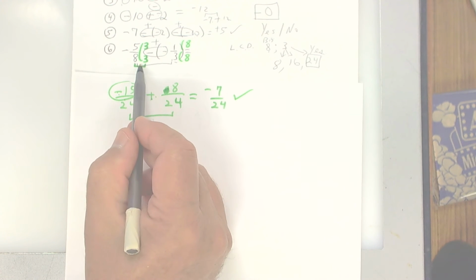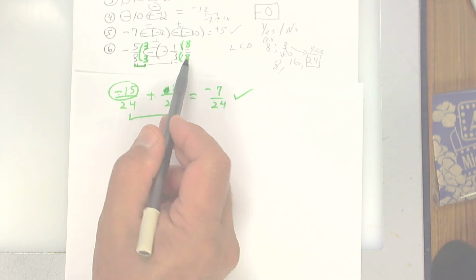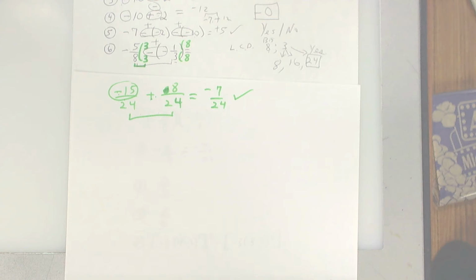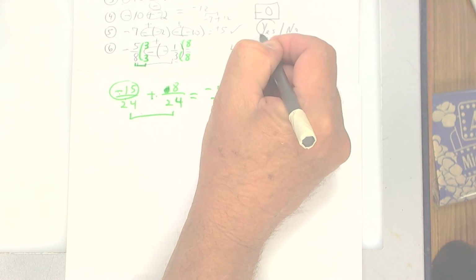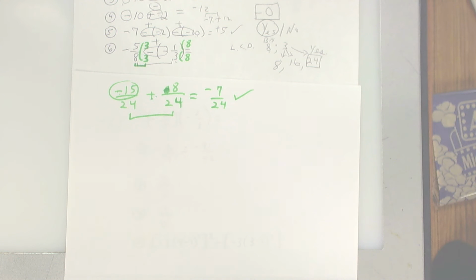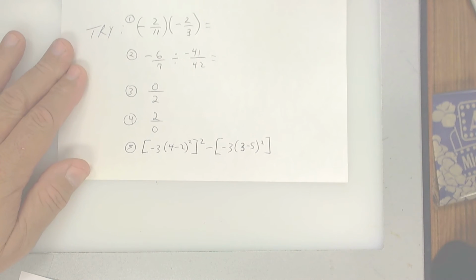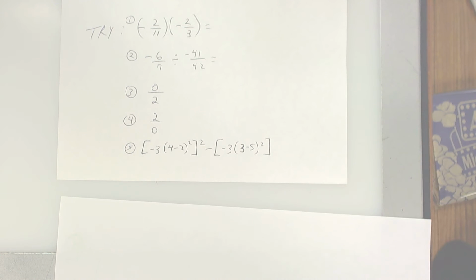So 8 times 3 is 24, and 3 times 8 is 24. And that's how you do that. Make sure you do that. All right, so hopefully you got them all right. If you didn't, think about what I'm trying to teach you. Remember, this is for you. All right, try these right here on a new sheet of paper.